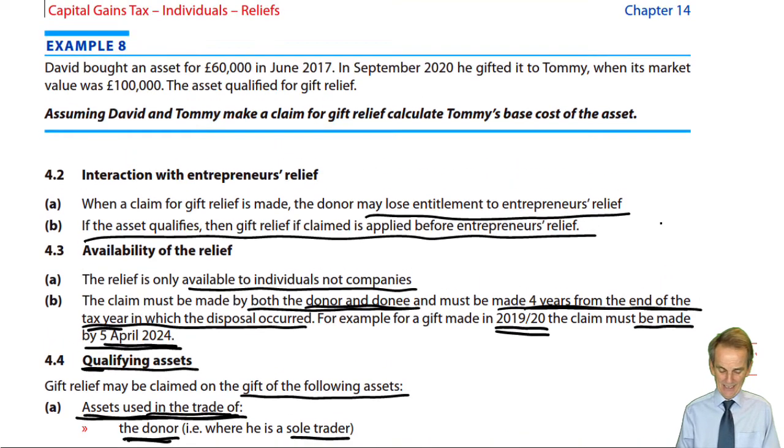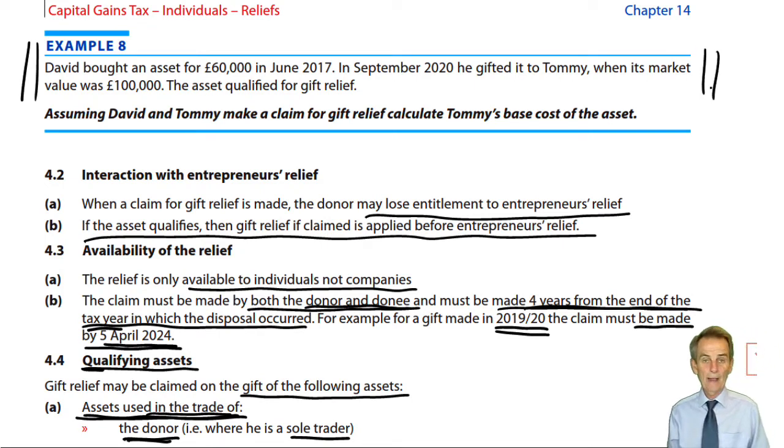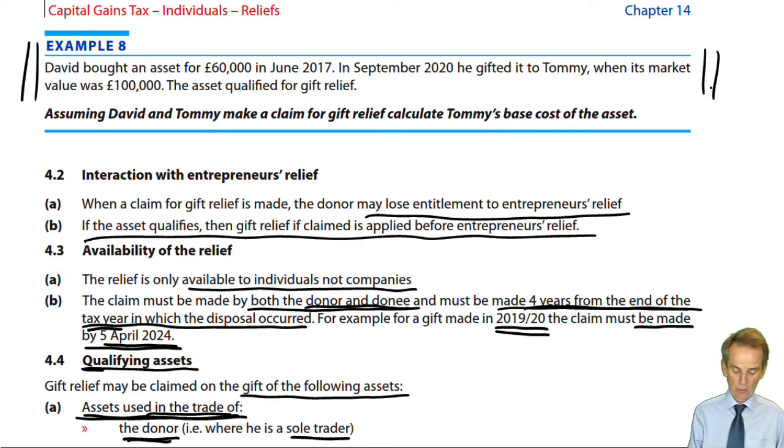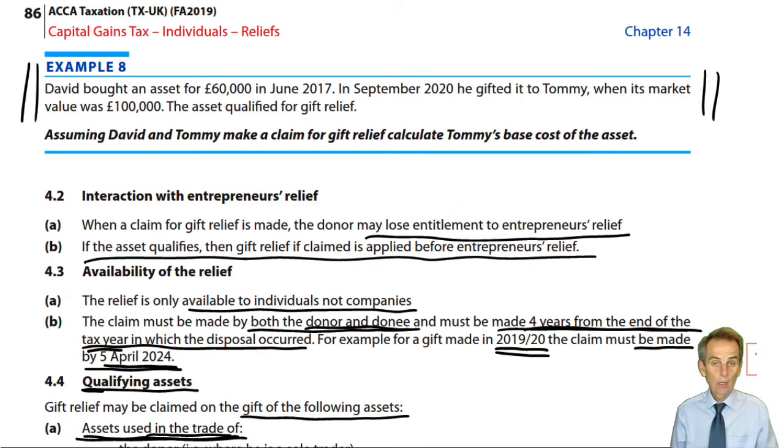Okay. I gave you a little example earlier. There's a little example that should take you about 30 seconds to deal with. Have a go at that now, please. Okay, hopefully, therefore, a very straightforward exercise.